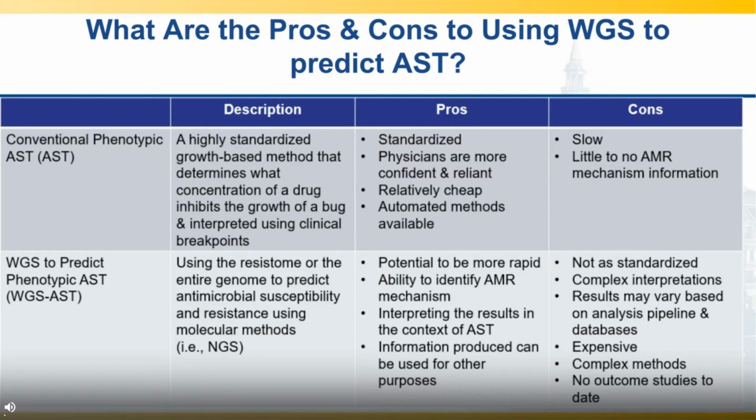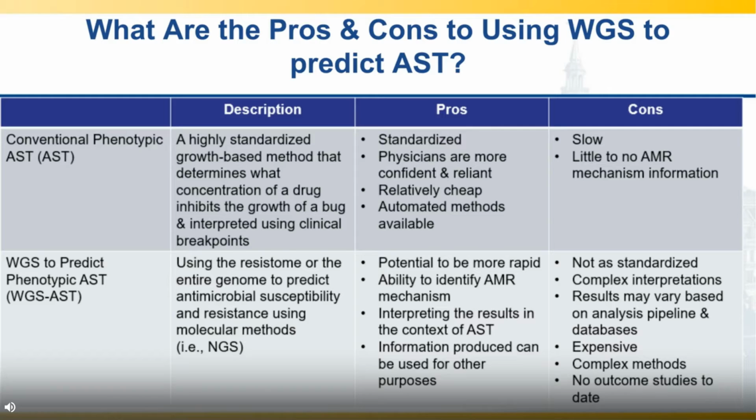The cons to this are that they are slow. As I showed initially, it can take 2 days, if not longer, for the physicians to get that AST profile to try to help tailor therapy. And furthermore, there's little to no AMR mechanism information that is gained from the phenotype. Whereas with whole genome sequencing to predict the phenotypic AST, we're using the resistome, or the entire genome of an organism, to predict antimicrobial susceptibility and resistance using a molecular method, and in this case, we're using next-generation sequencing.